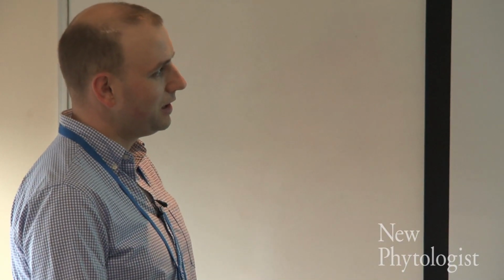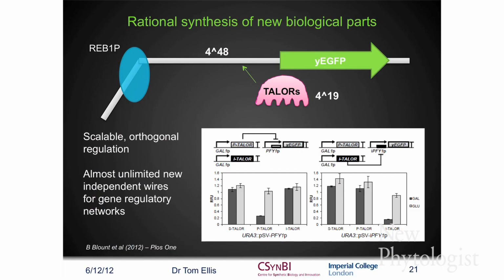So this sort of bursts open that problem of there not being enough orthogonal regulators in yeast. We now have a schematic where we could easily just keep mutating promoters and keep shuffling around the sequences of the TALORs so that we have orthogonal pairs. And we've done that here in a few cases, and we see orthogonality in terms of the repression here.